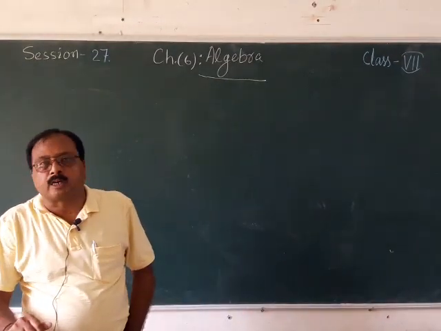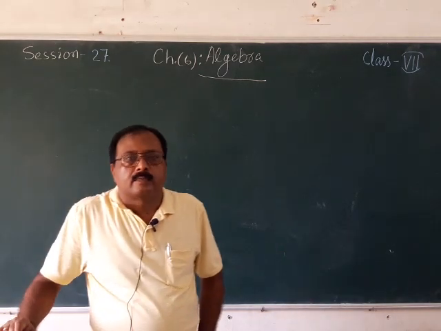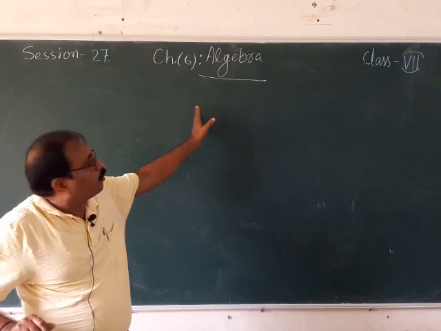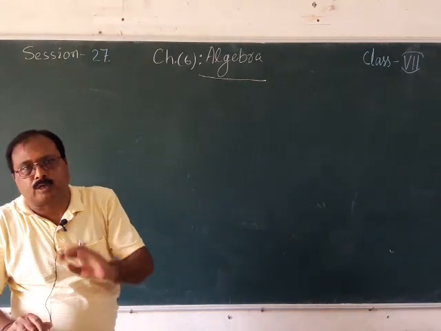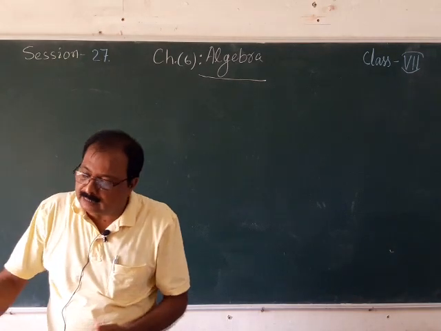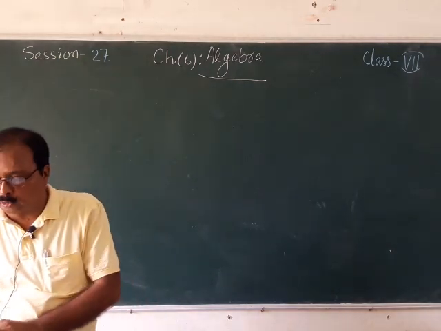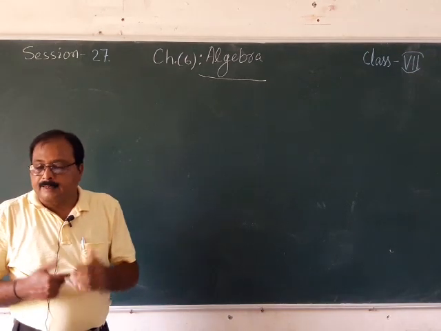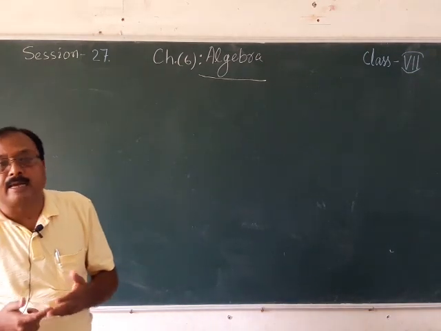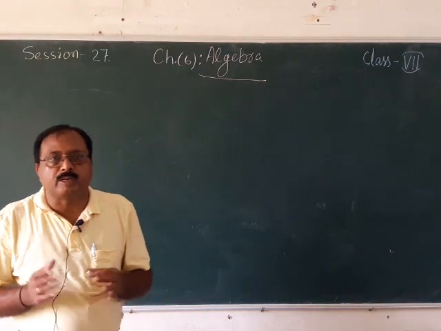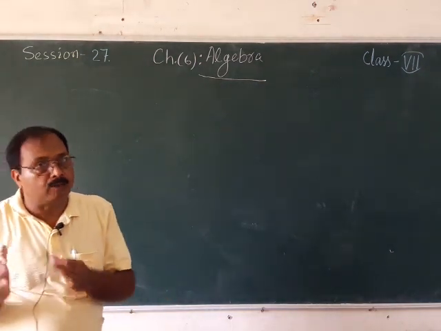Today I am going to start a new exercise, that is chapter number 6. Chapter 6 is all about algebra. You are already aware of algebra and there are many things you have learned in class 6 also. Here first of all I am going to discuss variable and constant. In algebra we are using variable and constant.